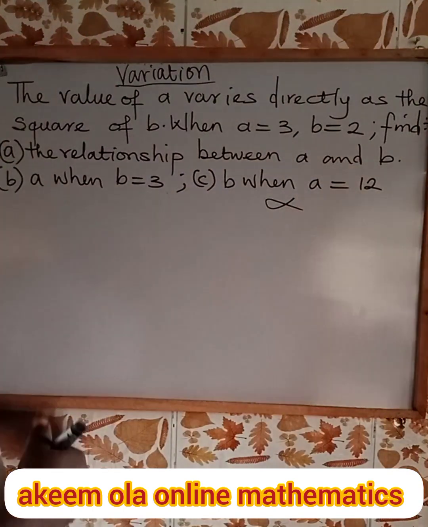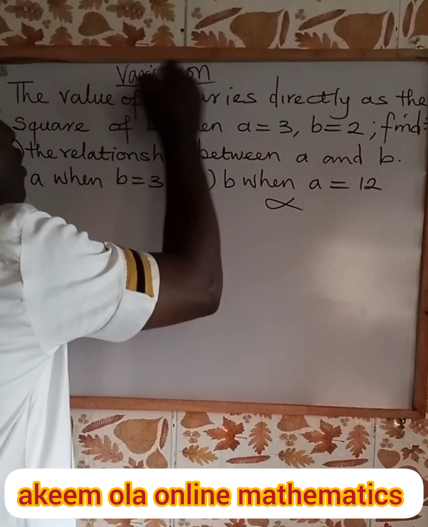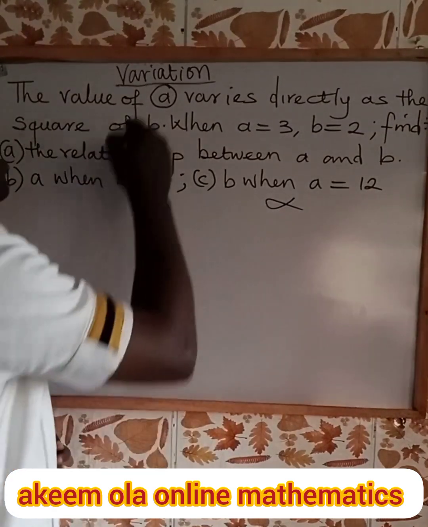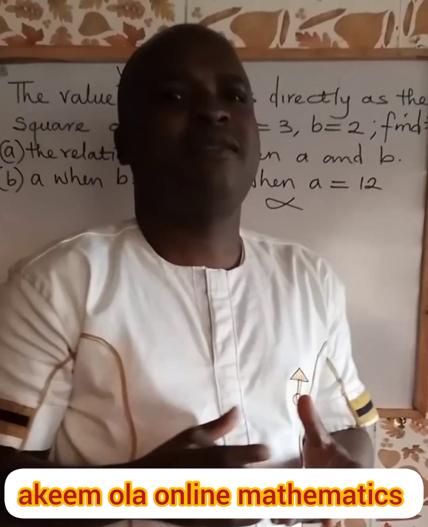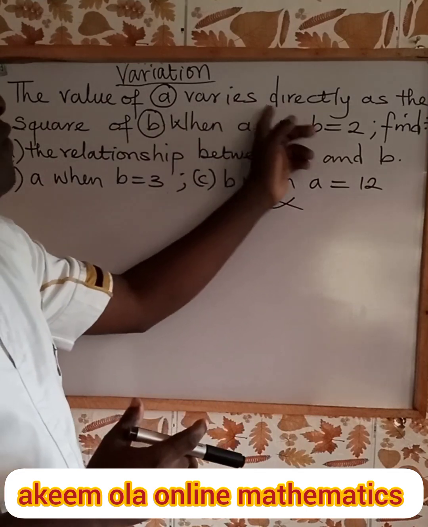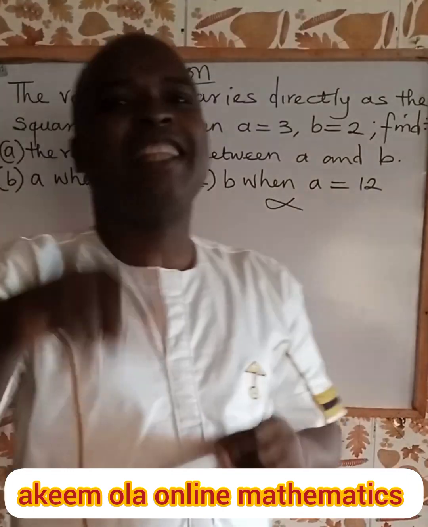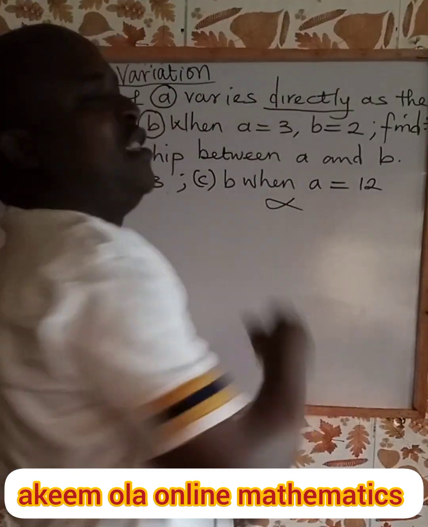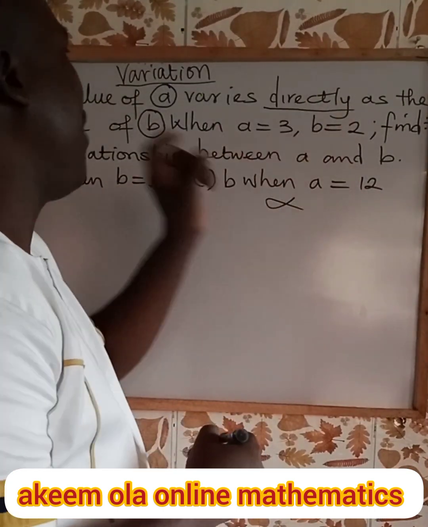We have here, the value of A varies, A is one of the quantities, varies directly as the square of B. We need to interpret the first statement. The value of A varies directly as the square of B. That is where direct variation comes into play. This is directly telling us that A varies directly as the square of B.